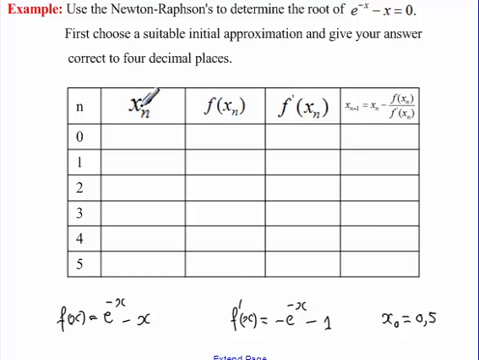Now this x0 is an xn where n is 0. So I'm going to write here 0.5. Now listen to this explanation. The exercise says, choose the suitable initial approximation and give your answer correct to 4 decimal places. First equation says, use Newton-Raphson's method to determine the root of this equation. Then it says, choose a suitable initial approximation and give your answer correct to 2 decimal places. No, sorry, 4 decimal places.